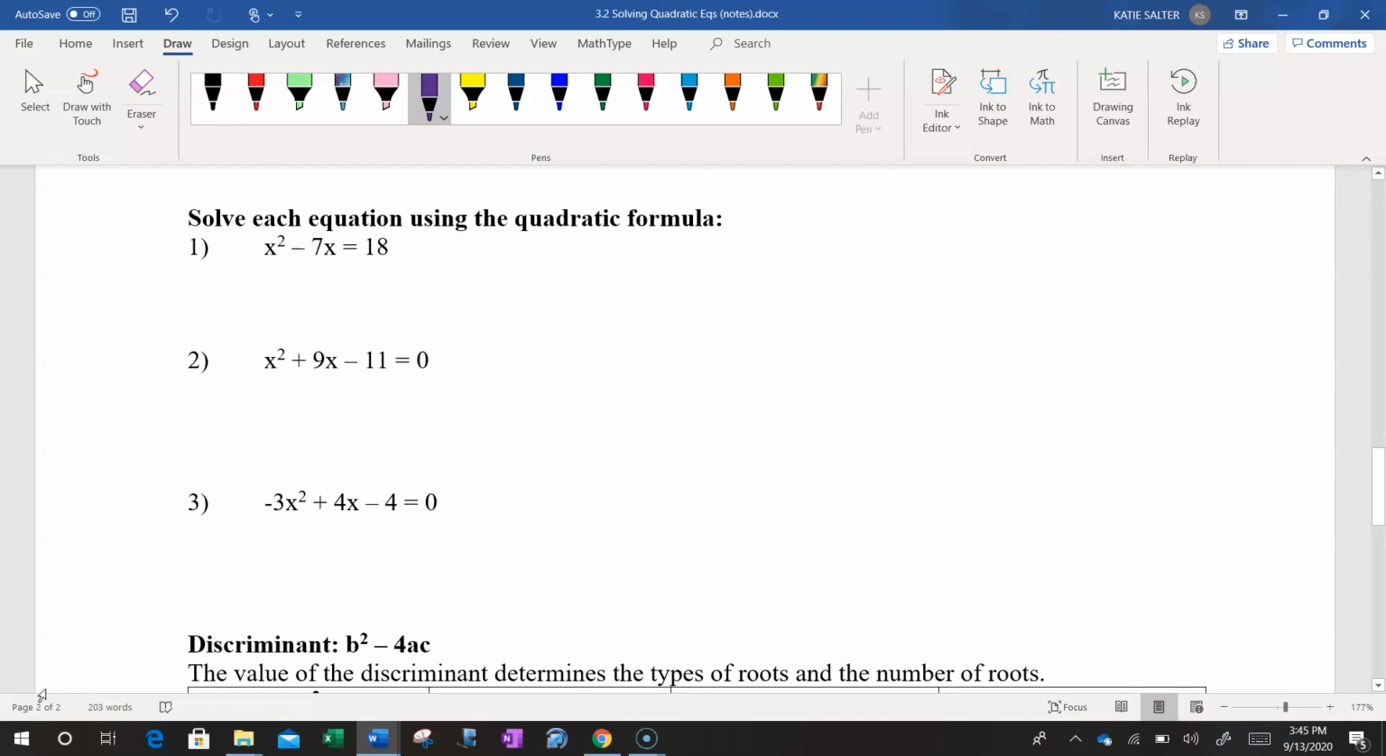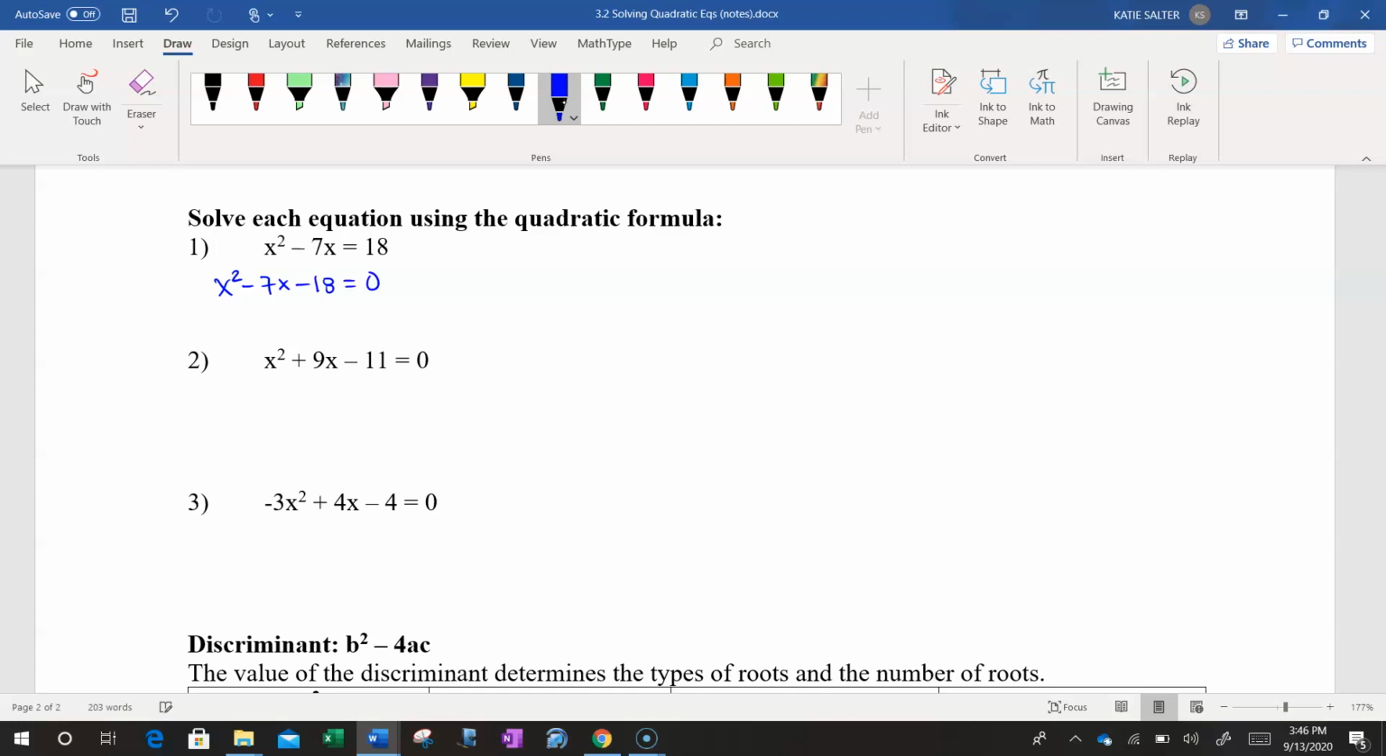All right, so for each of these on the back, we are going to solve each equation using the quadratic formula. Remember, anytime you're using the quadratic formula, the first step is you have to set it equal to 0 before you pick out A, B, and C to substitute into our quadratic formula. So with the first one, we need to subtract 18 from each side and set this equal to 0. So that is x squared minus 7x minus 18 equals 0.